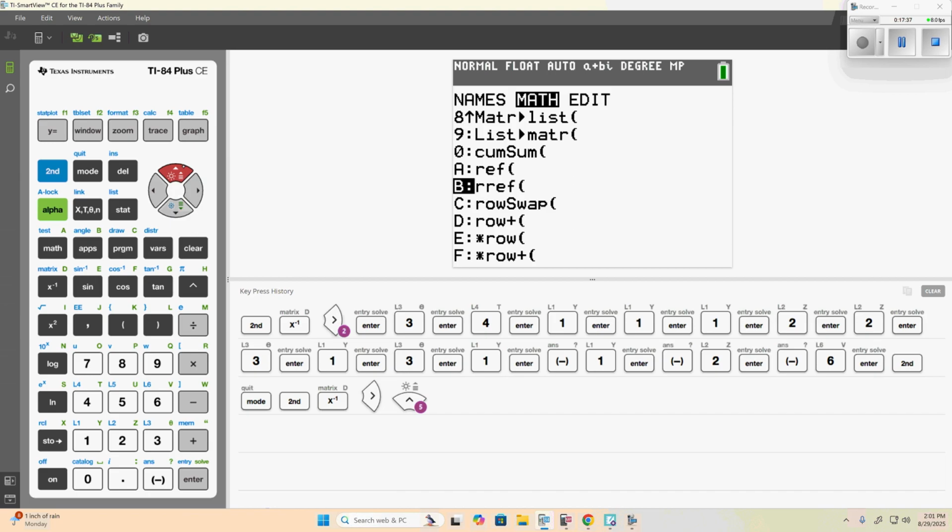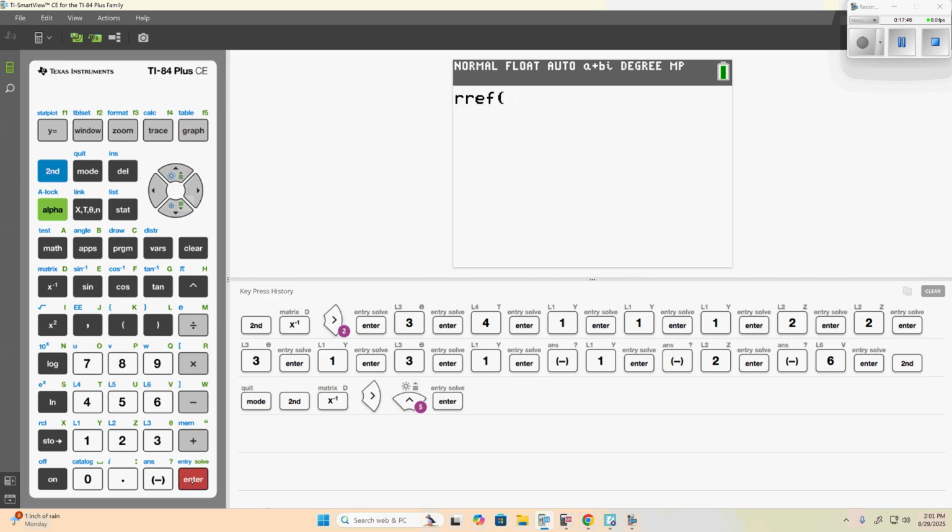Once you find it, hit enter. RREF. And you should get something like this here. Now, what this is telling us, and the calculator is waiting for, so RREF, it's going to put a matrix into reduced row echelon form. But at this point, we don't have a matrix after it. We've got to tell it which matrix to apply this to.